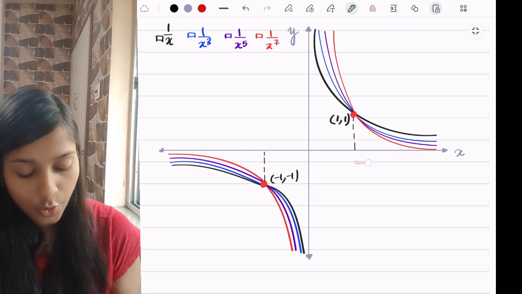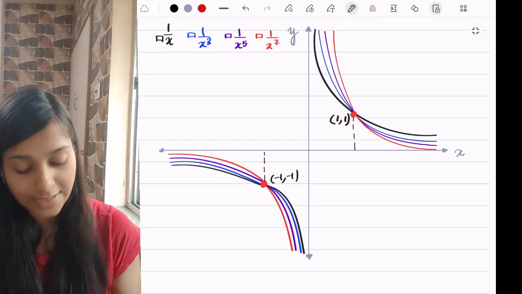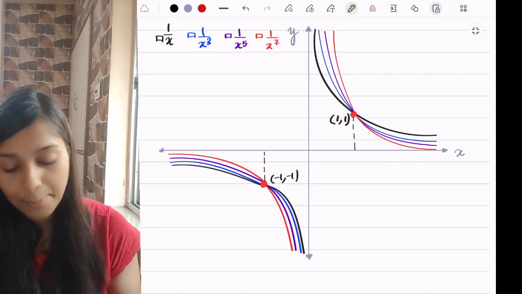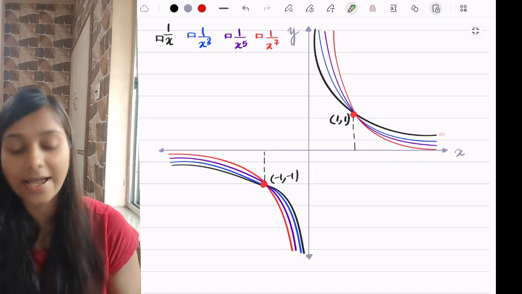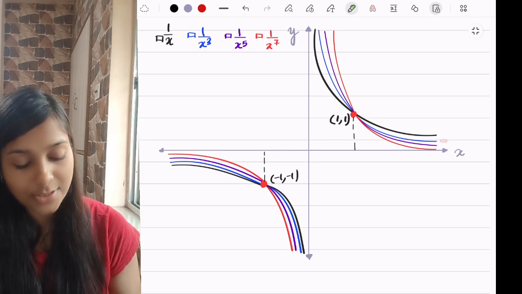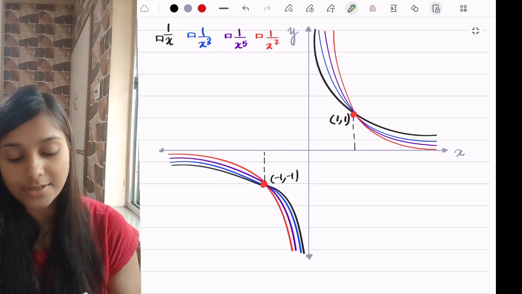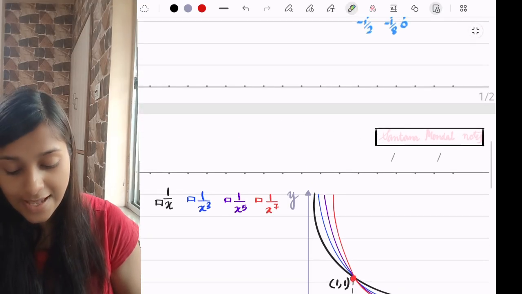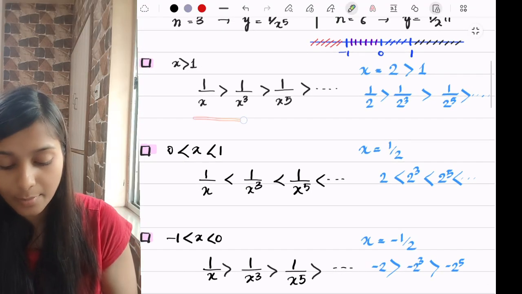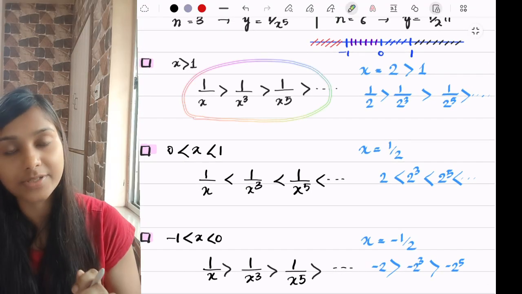For x greater than 1, that is 1 to infinity, this interval, what happens? 1 by x is higher, so 1 by x is greater than 1 by x cube, greater than 1 by x power 5, greater than 1 by x power 7. So let us now check the example or the condition. Here obviously 1 by x is greater than the other curves.